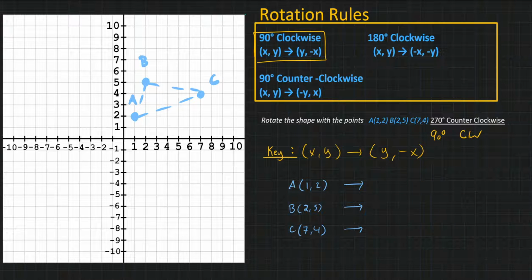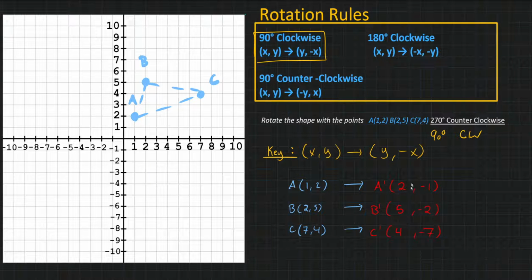So A prime, it was 1, 2. A prime will now be 2, 1, but now we're going to flip that second term, so 2, -1. B prime, switch the sides, 5, 2. Flip the second, 5, -2. C prime, switch the sides, 4, 7. Flip the second side, boom, -7.